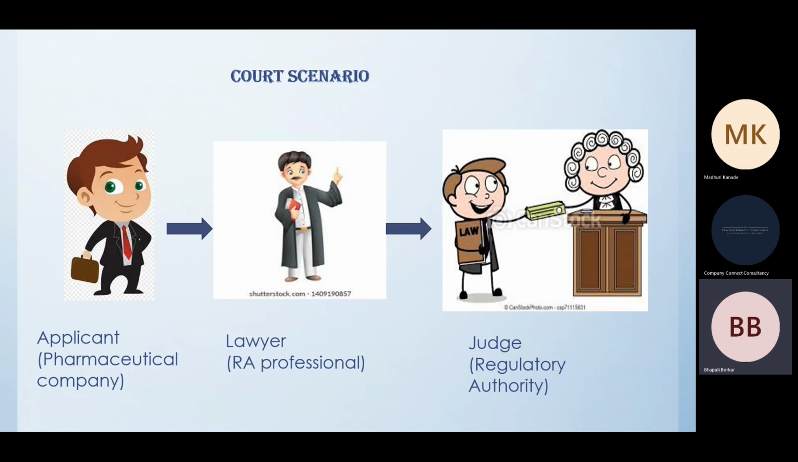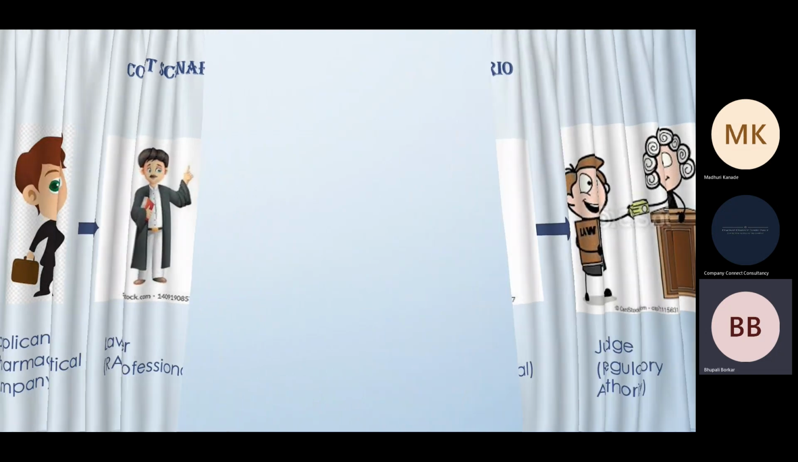So the main basic role of an RA professional is to gather the data from the pharmaceutical company according to the guidelines of the authority. They need to study all the guidelines required to register a product in a particular country. So this is a layman scenario where I can easily explain what regulatory affairs actually is. Let's go further.